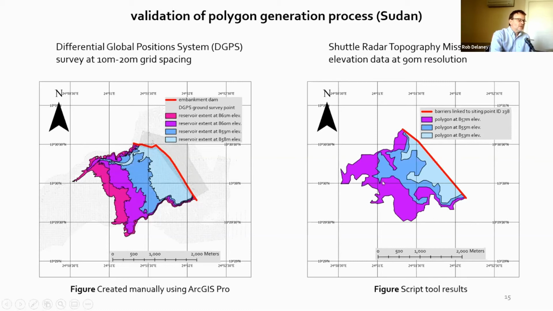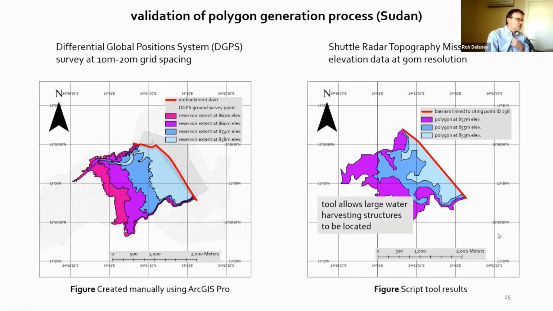And then on the right, this is when we use the script tool that we're developing, and we use freely available 90 meter resolution data from the SRTM. And you can see while there is a difference in quantitative results, this is an expensive survey. It does show that the tool is producing reasonable results, in line with more accurate results.